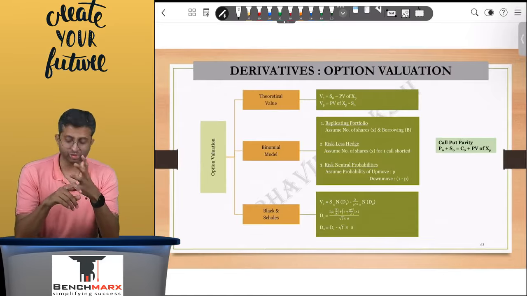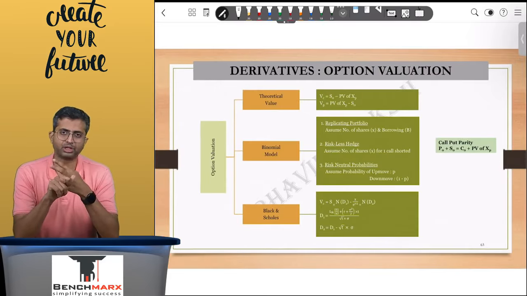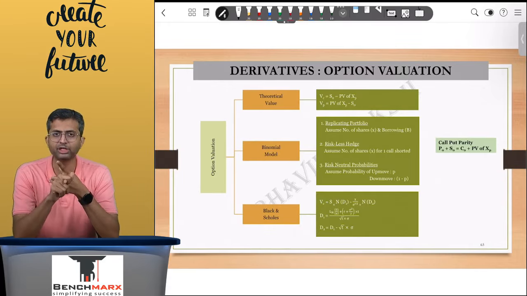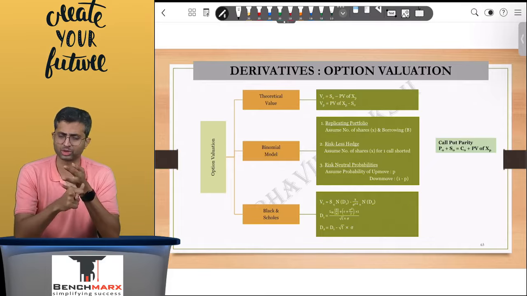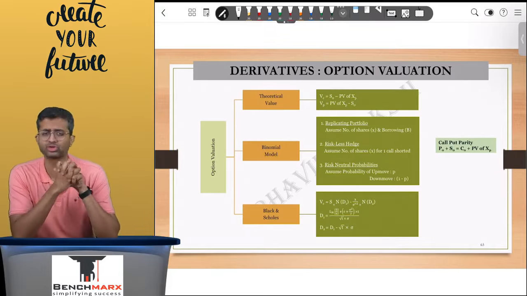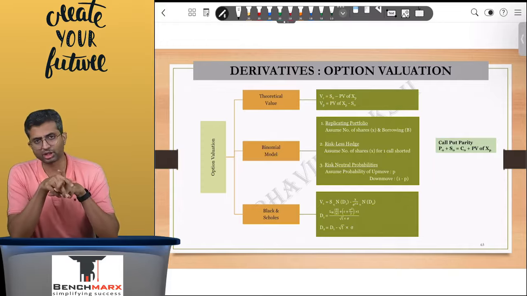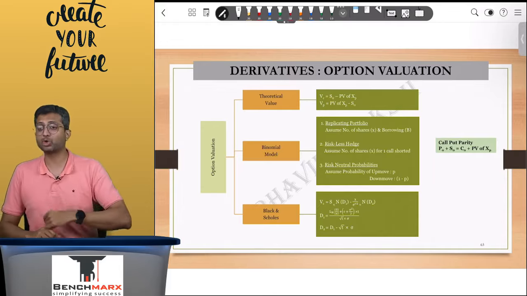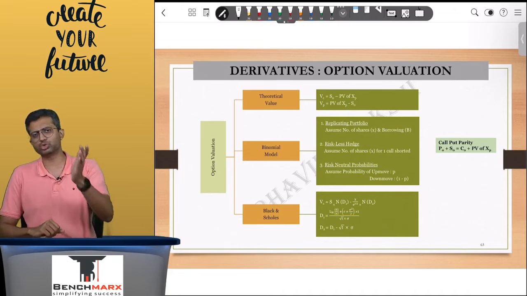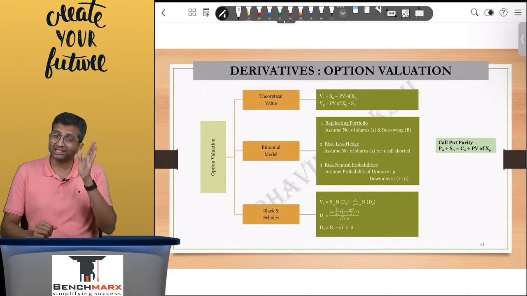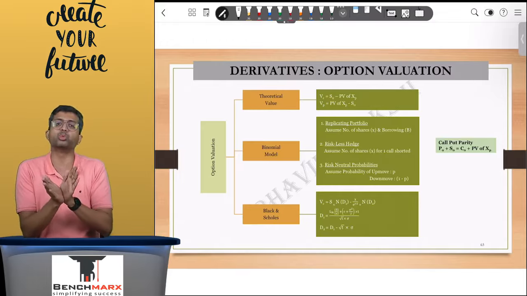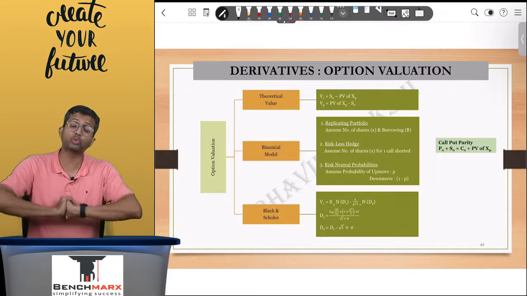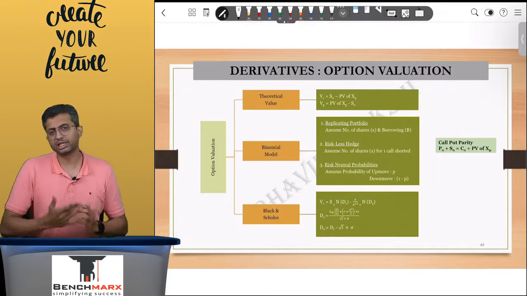When you look at option valuation, there are three types: the theoretical option value, the binomial value, and the Black-Scholes valuation. The best method is Black-Scholes, followed by binomial, followed by theoretical option value. How will we know which method to follow? If you see data about standard deviation or volatility being given, you use Black-Scholes. If standard deviation or volatility is not available, but up move and down move prices or probabilities are given, then you take the binomial. If up move and down move probabilities are also not available, then you use the theoretical option value.